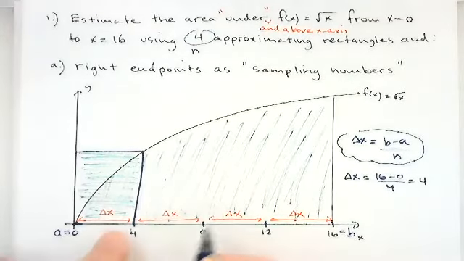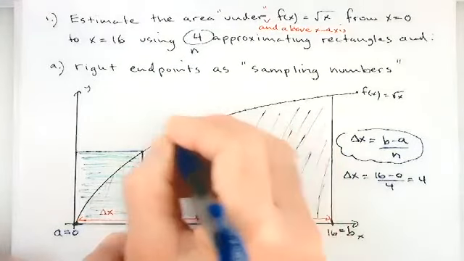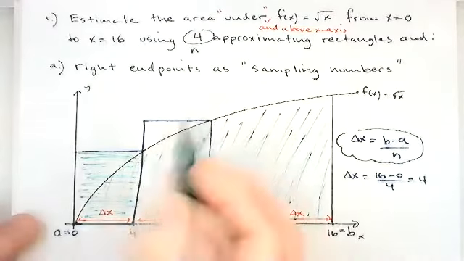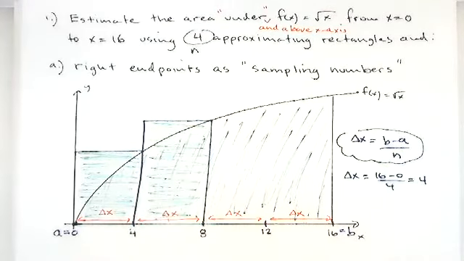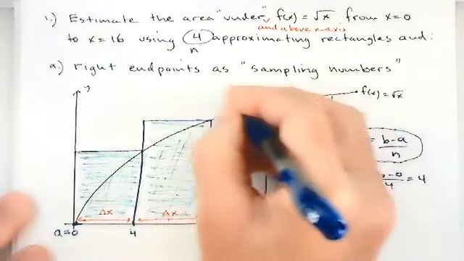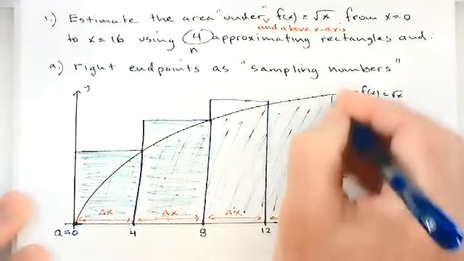Then for the next subinterval between 4 and 8, the right endpoint is 8. So we're going to go straight up at 8, come back, make a rectangle there, and find the area of that rectangle. We're just going to continue to do this for all 4. And then here, the 16.